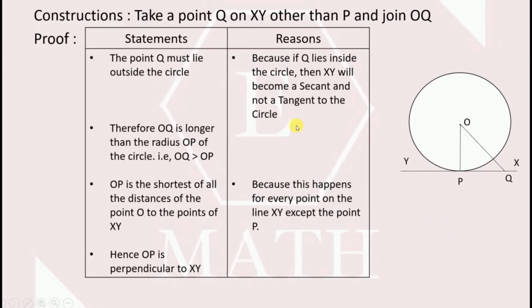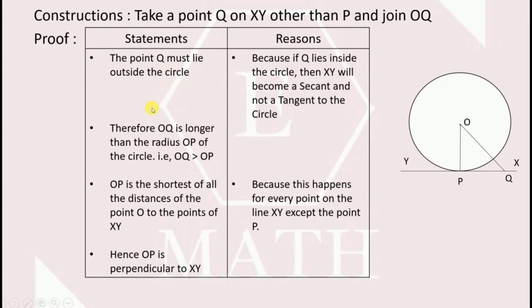This is the statements column and this is the reasons column. The first statement is that the point Q must lie outside the circle. Why is it so? Because if Q lies inside the circle, then XY will become a secant and not a tangent of the circle, right? By looking at this diagram, we can easily say that the point Q must lie outside the circle.